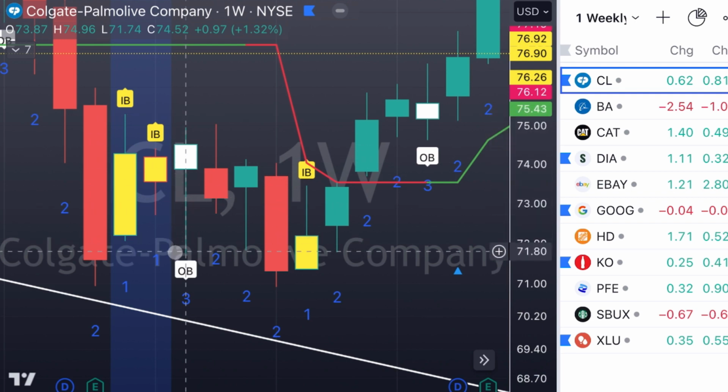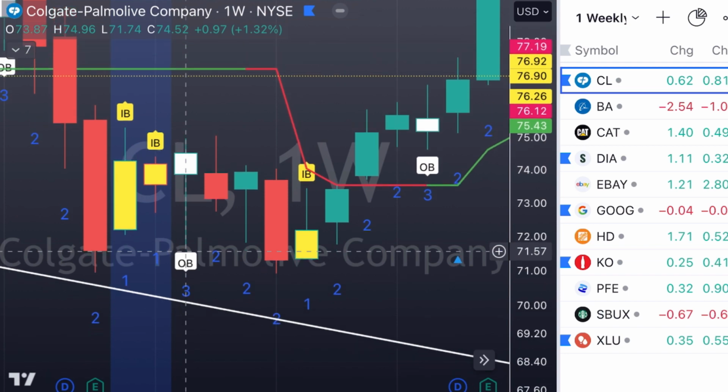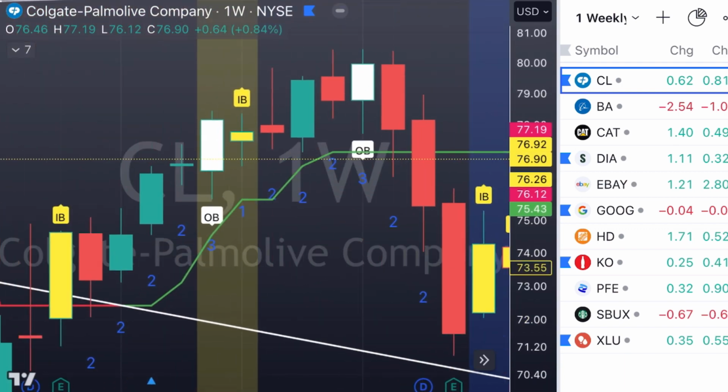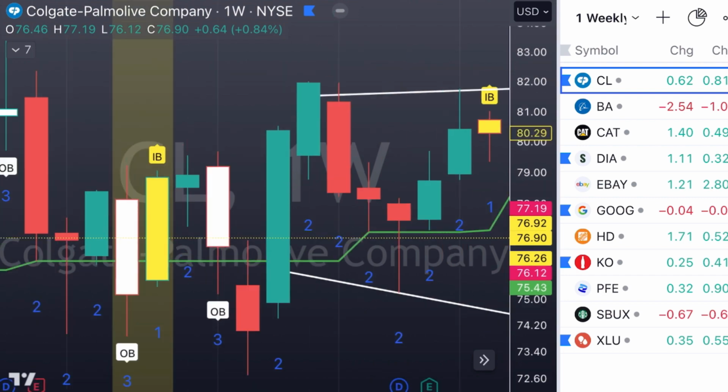Now, for me, this is based off of probabilities. So did this work out? No, it didn't. Did it do what we thought it would do? No, it didn't. Let's go see if we can find one more.